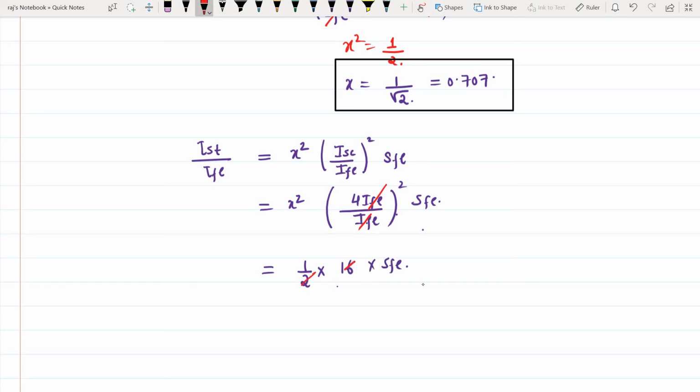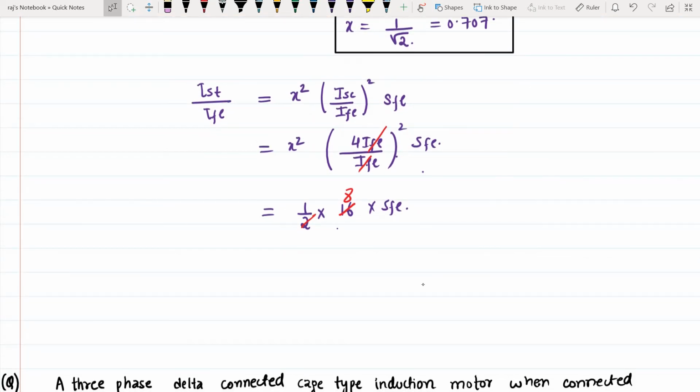So this will be 2 into 8. This will be 8 into SFL. Okay, SFL value you know is 0.05, so this will be 8 into 0.05 is equal to 0.4. Therefore tau st is equal to 0.4 tau FL. So this is the answer.